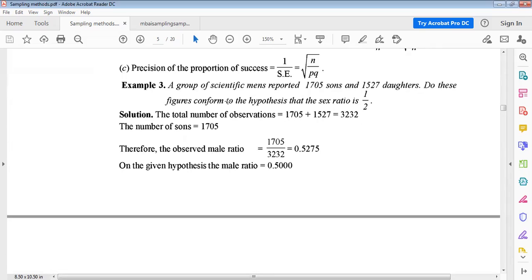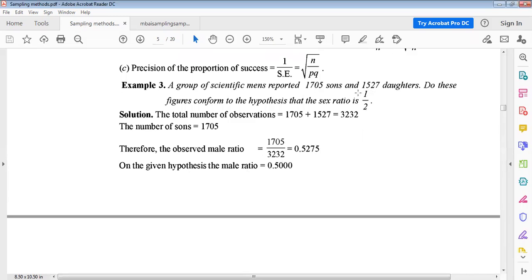Now for example 3, a group of specific men reported 1705 sons and 1527 daughters. Do these figures conform to the hypothesis that the sex ratio is 1 by 2, half? So the total number of observations is sons plus daughters. The number of sons is 1705. Therefore the observed male ratio will be the number of males divided by the total of males and females, which equals this ratio. On the given hypothesis, the male ratio is what?